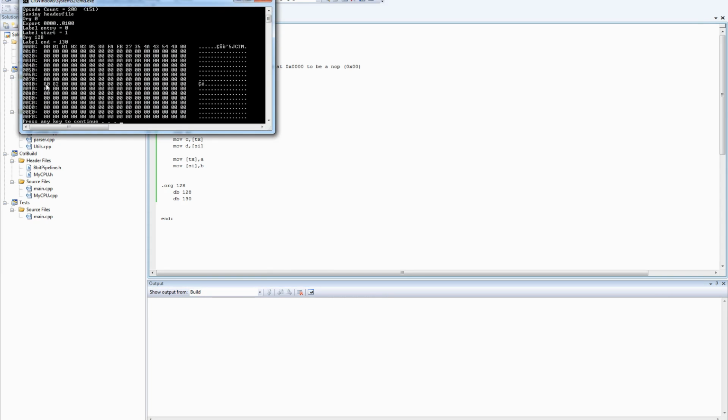So as the 128 and 130 appeared down at address 128, I'm quite relieved because I had never tested that piece of functionality in the assembler.